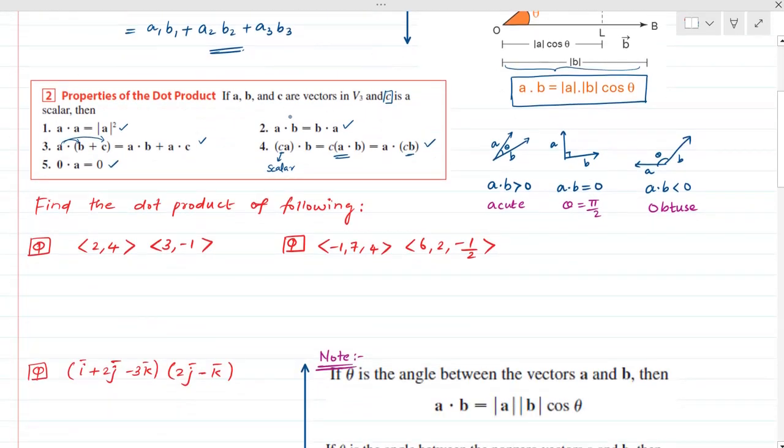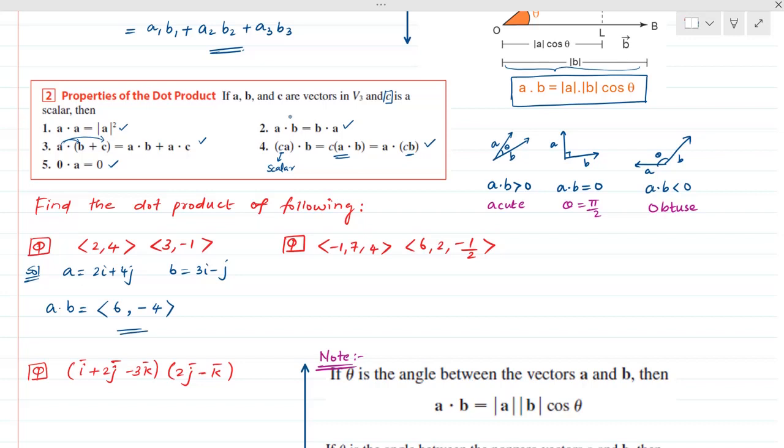Now let us start with the first problem. Here we have i and j, and I want to take the dot product. The A vector is equal to 2i plus 4j and the B vector is equal to 3i minus j. If you take the dot product, A dot B, multiply this part: 2 into 3 is 6, i dot i becomes 1. Then plus into minus is minus, therefore 4 into 1 is minus 4.